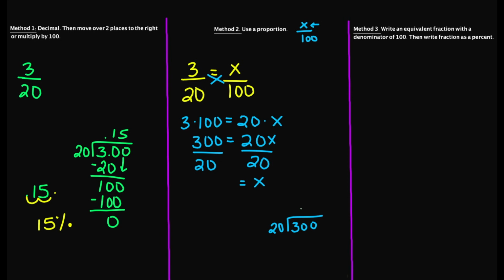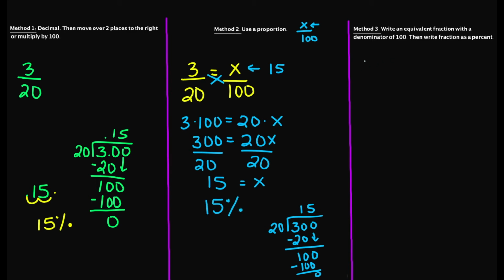20 goes into 30 one time. 20 times 1 is 20. 30 minus 20 is 10. I'm going to bring down my 0. 20 goes into 100 5 times. 20 times 5 is 100. 100 minus 100 is 0. So x equals 15, which is here, and this is your 15%.